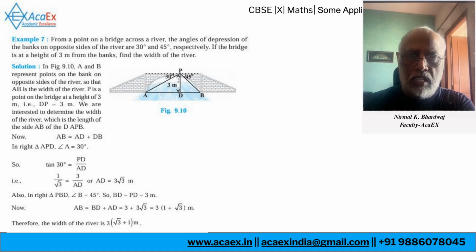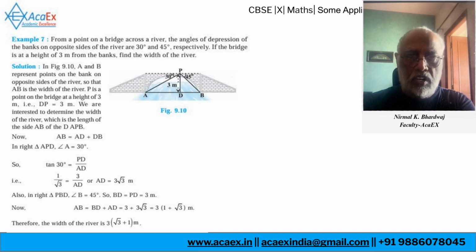Solution. Let P be the point on the bridge, and A and B be points on the opposite banks. The height of the bridge DP is 3 meters. The width of the river is AB, which is AD plus DB. In the right triangle APD, the angle at A is 30 degrees. Using the tangent ratio, tan 30 degrees equals 3 over AD, which gives AD equals 3 square root of 3 meters.